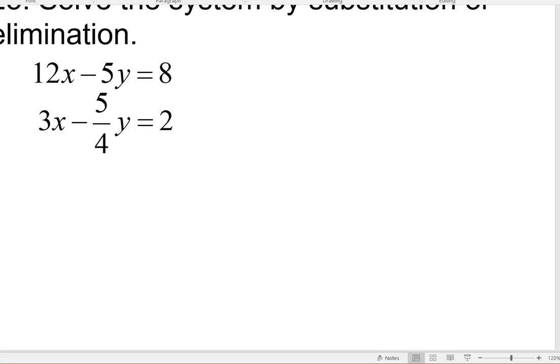This one, from this point on, I'm really not going to be telling you what method to use. Kind of, use your brain. I will tell you that if there is a fraction, I would encourage you to multiply everything times 4 to clear that out. That would make that, what? A 12x, negative 5/4, nope, the 4 would cancel, a negative 5y, and an 8.